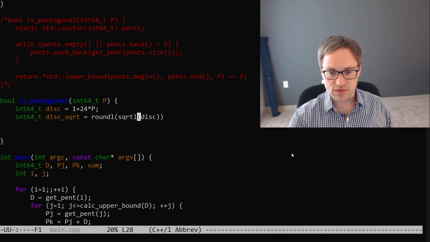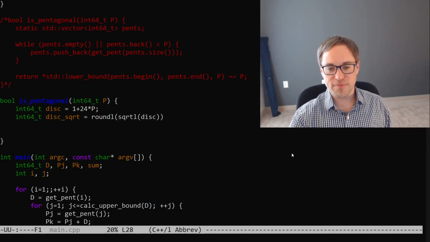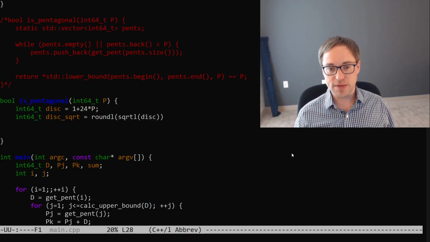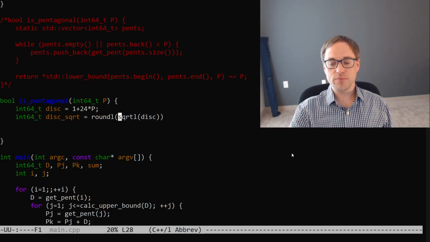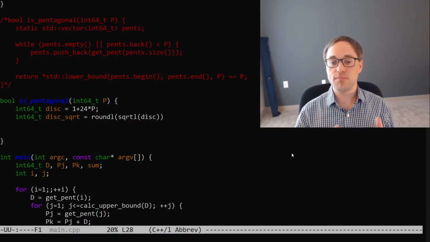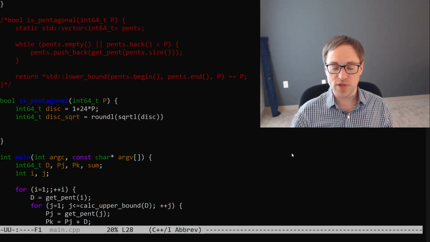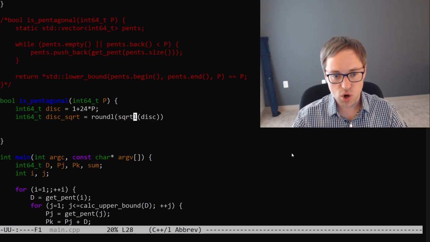So this sqrtl here looks kind of like a Pokemon, but the L just means that we're using the more precise, the long version of the function. And as I mentioned in my rant about floating point numbers, you lose some precision even converting between integers and floating points of the same size. So if we're using 64-bit integers, we definitely want to be using at least 64-bit floating point numbers as well. So that's what this roundl and sqrtl are indicating.